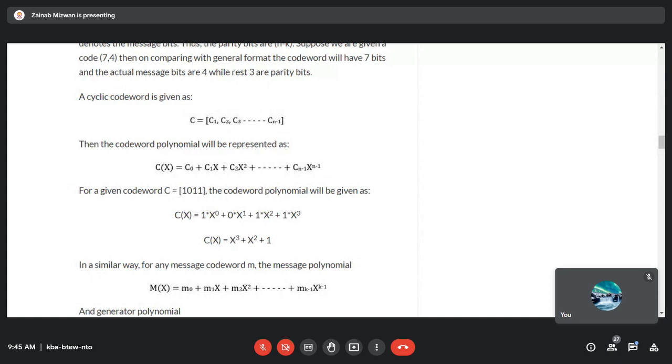plus c1x plus c2x square plus c3x cube plus c4x raised to 4 plus c5x raised to 5 plus c6 x raised to 6. Now these values c0, c1, c2, c3, c4, c5, c6, what are they? They are your coefficients.